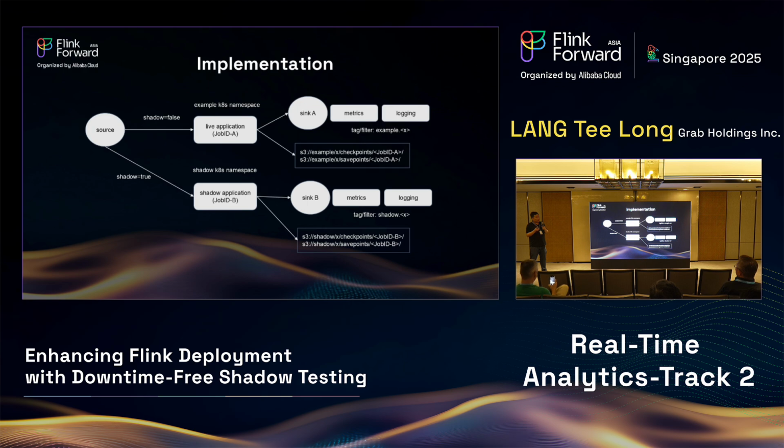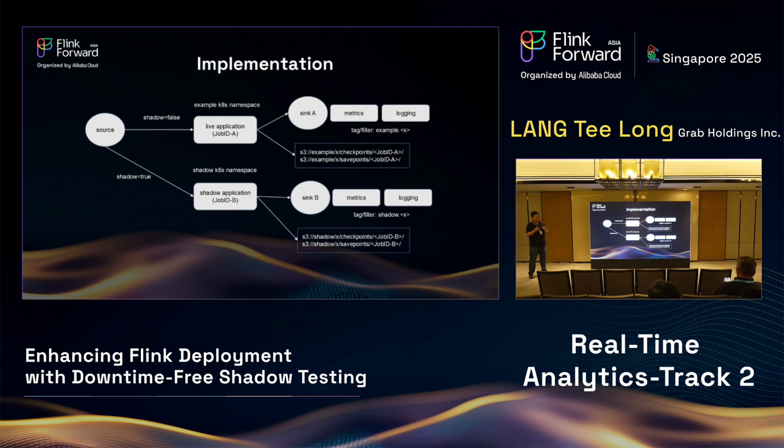But when the platform user deploys using shadow mode, the shadow application has its own job ID. This job ID is an MD5 hash of the application name, with the shadow application given a shadow prefix. So this job ID is unique for the live application and the shadow application. The shadow application is deployed in a different Kubernetes namespace, so they are in isolation.